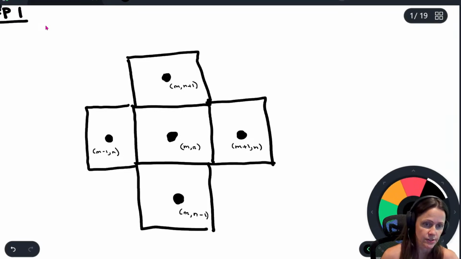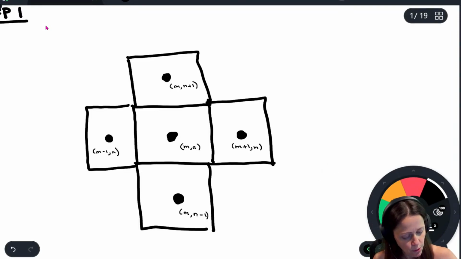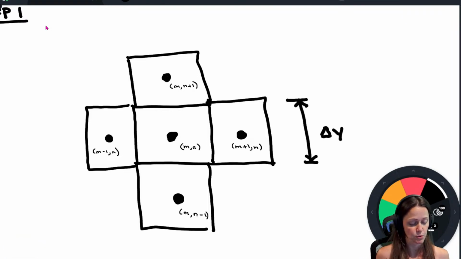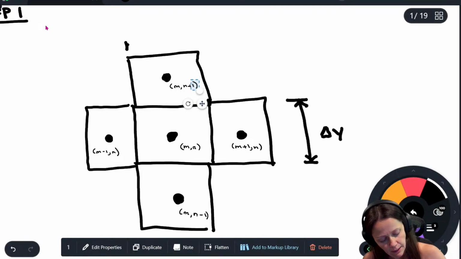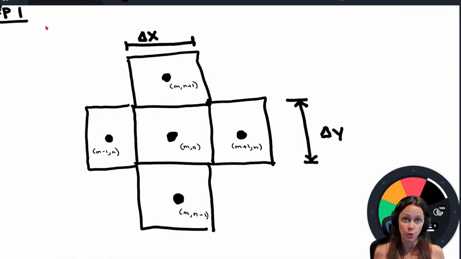All right, so we've generated our grid. We do need to put some dimensions here. So the dimensions of each of these elements, so this would be delta y, and that means that the distance between each of those nodes in the vertical direction is going to be delta y as well. And then this guy would be delta x, right? And then the distance between the nodes in the x direction horizontally is going to also be delta x. Perfect.